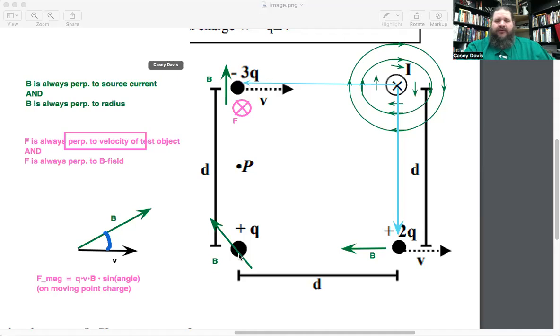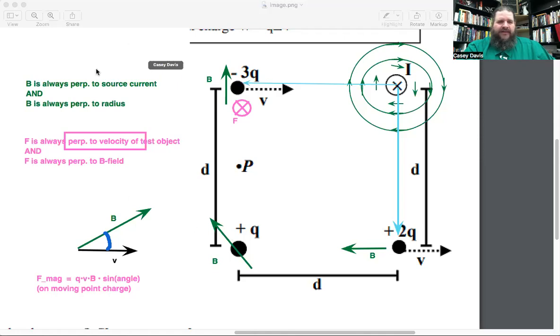It could experience a force from an electric field. Presumably the other charges, if we treat them as source charges, would be creating electric field, which could exert a force on this. But a magnetic field only exerts forces on a charge if it's in motion. Current also counts as a moving charge.